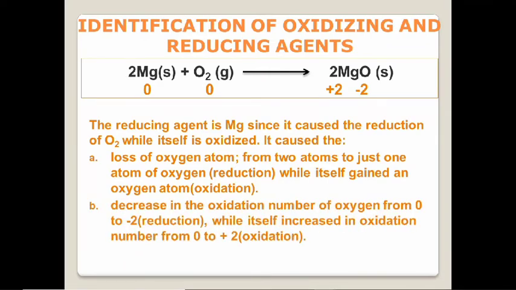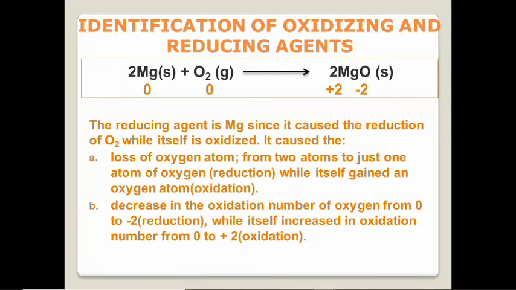Looking at it in another way, we can consider the oxidation number to tell which is the reducing agent. The oxidation number of magnesium on the reactant side is 0, while on the product side it is +2. That's an increase in oxidation number, and we call that oxidation. While oxygen had its oxidation number as 0 on the left hand side, on the right hand side it is now -2.